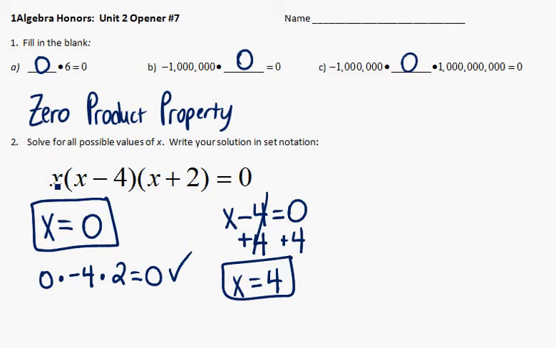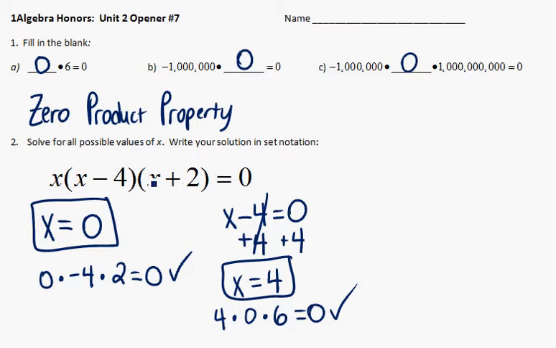So let's go ahead and substitute that back in and make sure that that also satisfies our equation. When I substitute 4 in for x, I get 4 times 4 minus 4, which is 0, times 4 plus 2, which is 6, and 4 times 0 times 6 does, in fact, equal 0. So 4 is also a possible value for x.